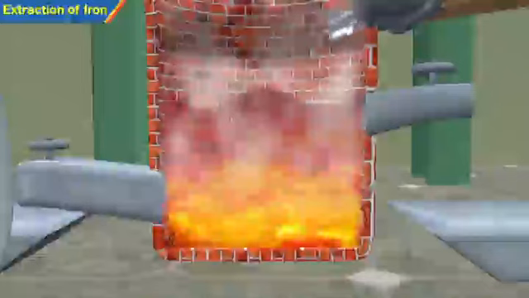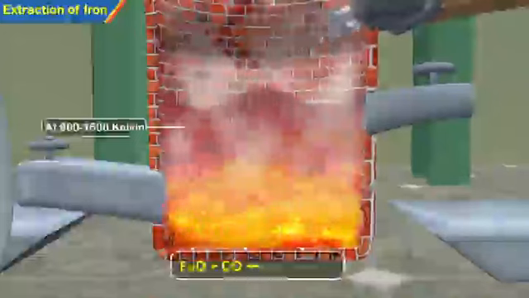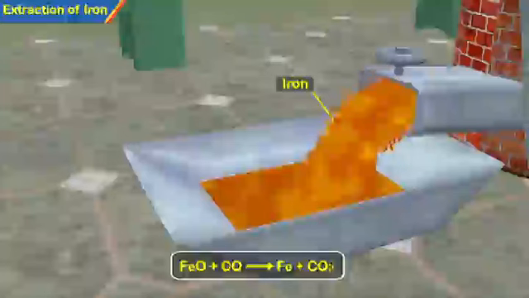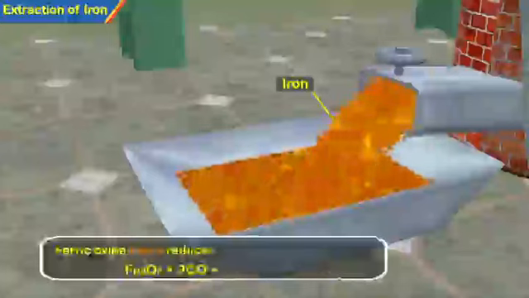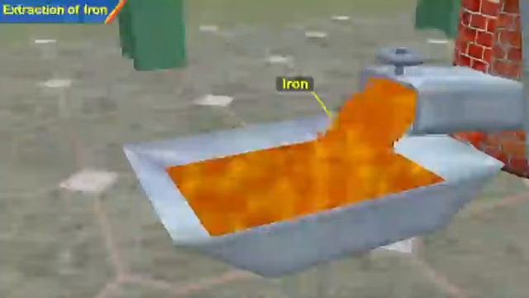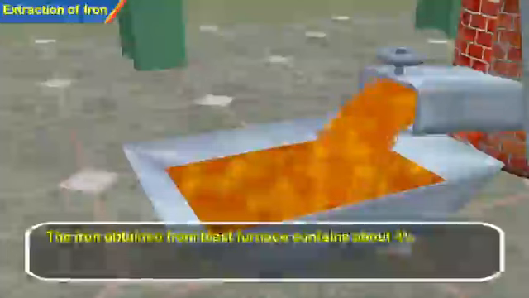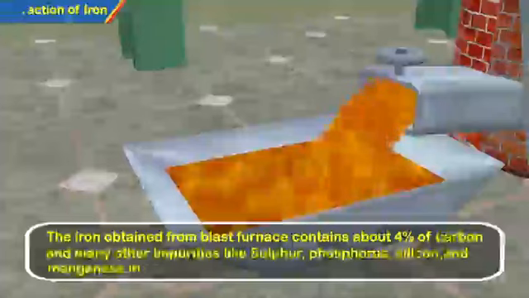At high temperature ranges such as 900 to 1500 Kelvin, ferrous oxide reacts with carbon monoxide and forms iron in molten state. Or ferric oxide Fe2O3 reduces to iron and carbon dioxide. Molten iron sinks to the bottom of the furnace. It is collected from the outlet of the blast furnace. The iron obtained from the blast furnace contains about 4% of carbon and many other impurities like sulfur, phosphorus, silicon, and manganese in smaller amount.